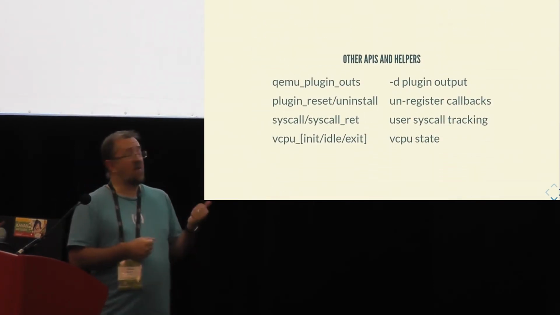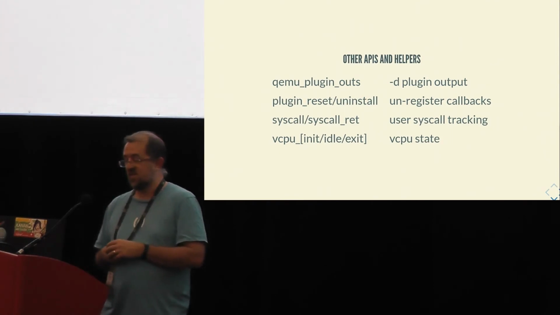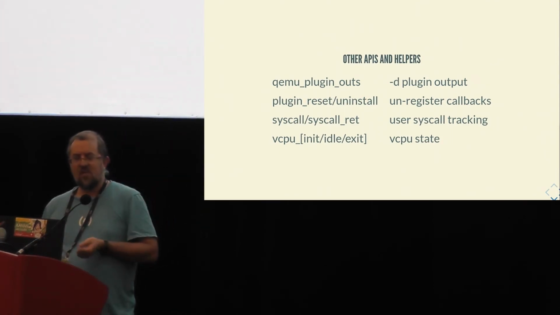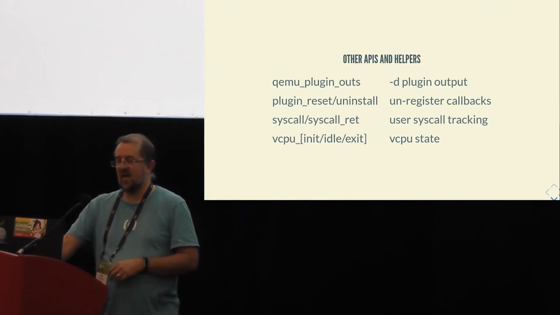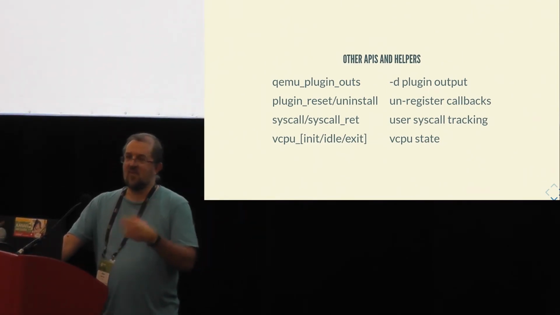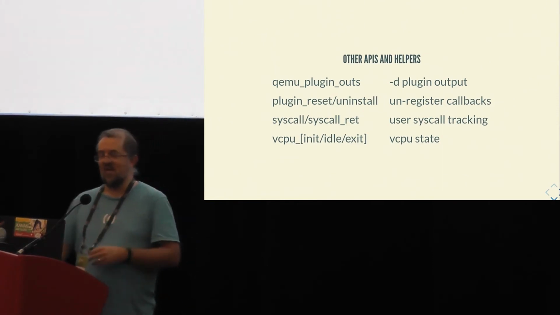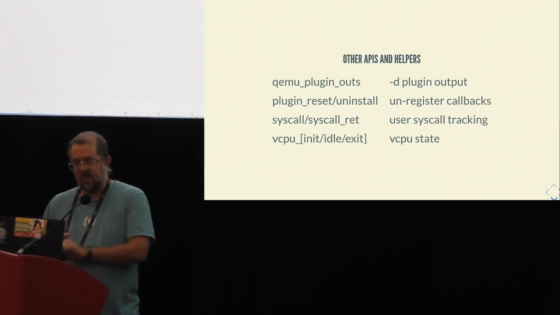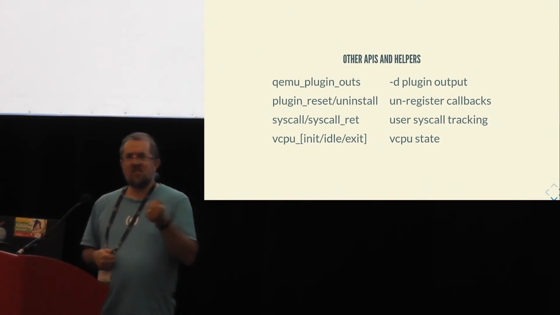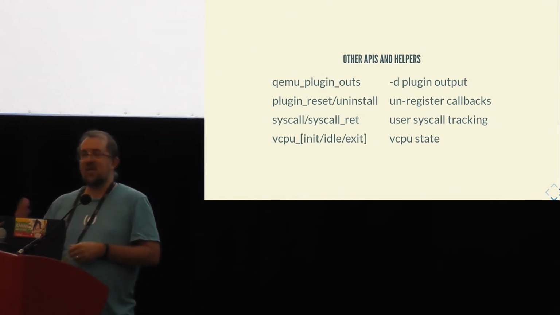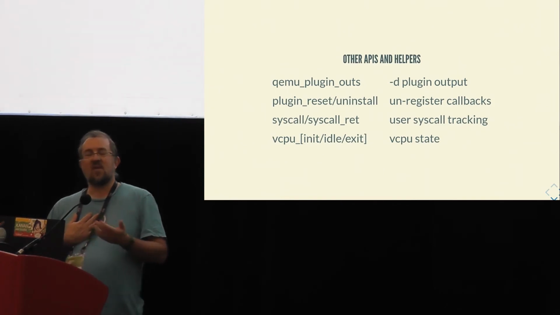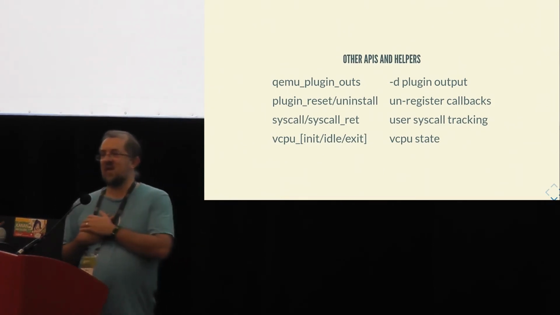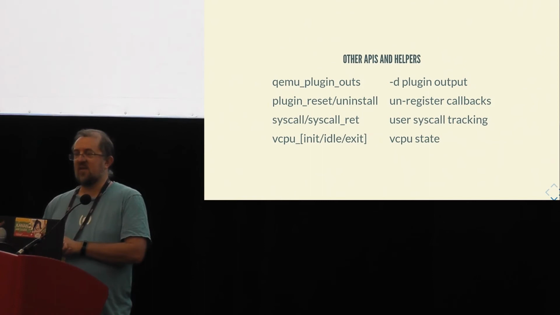A couple of other APIs just to mention. There's a QEMU plugin outstring, which allows plugins to output their information via QEMU's debug output. This is better than plugins spamming standard out or standard error with their data, and you can redirect it. Then there's plugin reset and uninstall. Plugins can optionally uninstall themselves at any point. It might be that a plugin has collected enough data, and it can then unregister itself.